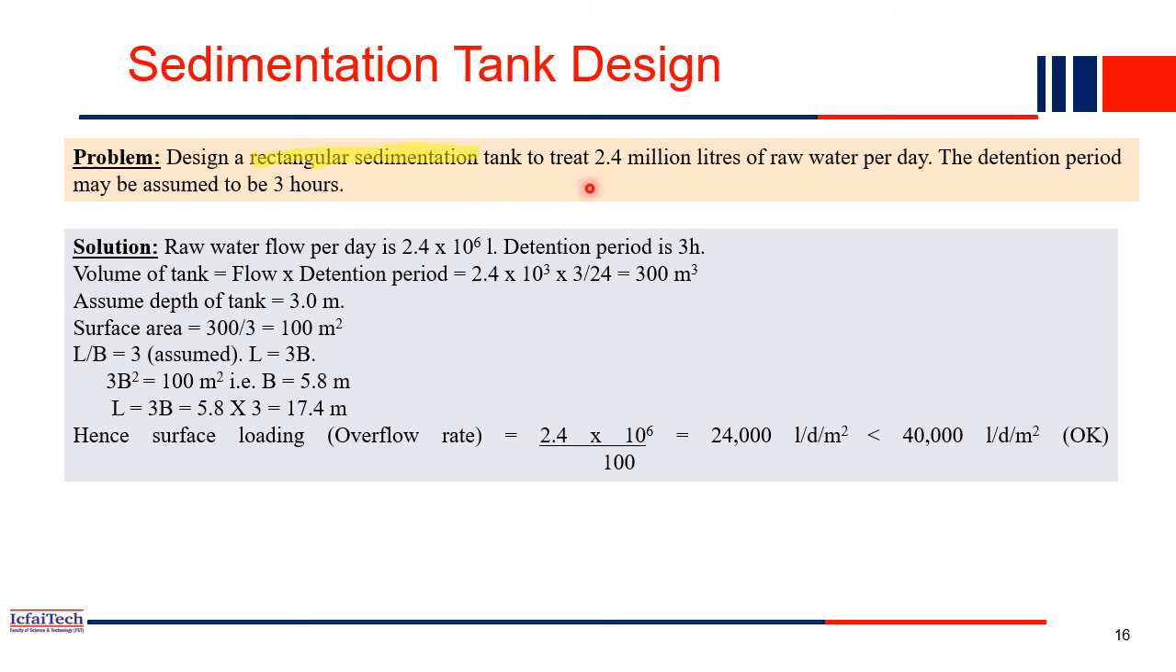So if you convert it into liter, how much will it be? 2.4 into 10 to the power 6. So we are converting million into normal liter, so we are multiplying it with 10 to the power 6 liter. So that much liter of quantity we have to filter every day, and then the detention period is given to us, 3 hours, right? We have to find out what is the length, breadth and width of the sedimentation tank.